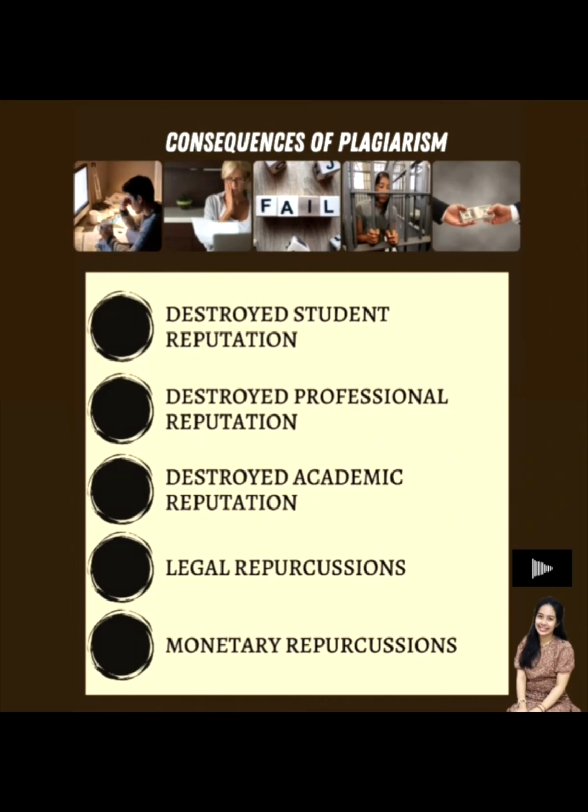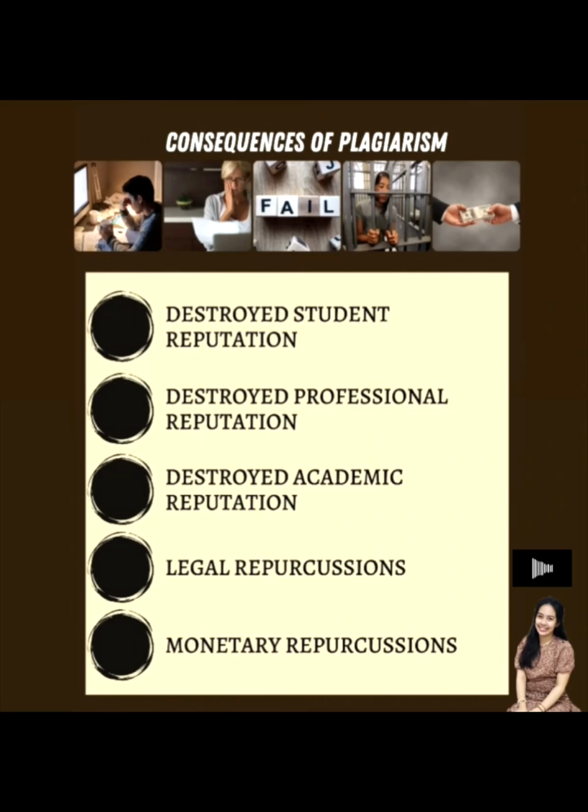The second one is destroyed professional reputation. Plagiarism may be damaging to a professional business person, politician, or public figure for the rest of their career. They will almost certainly be fired or asked to resign from their current post, and finding another reputable work will be tough. Depending on the nature of the violation and the plagiarist's public profile, the plagiarist's identity may be tarnished, making any significant career difficult.